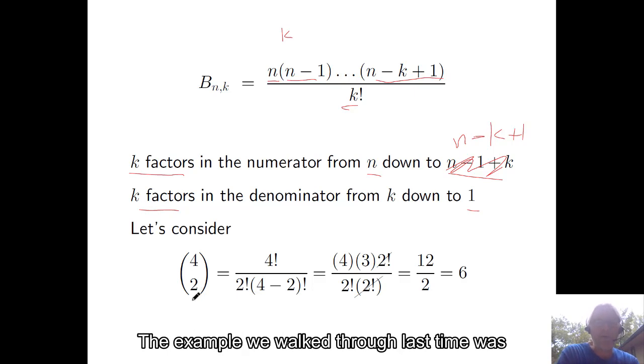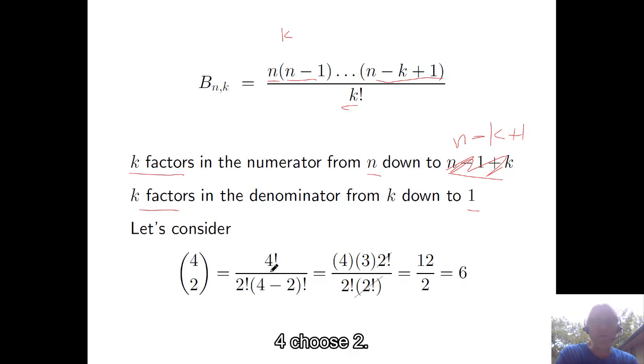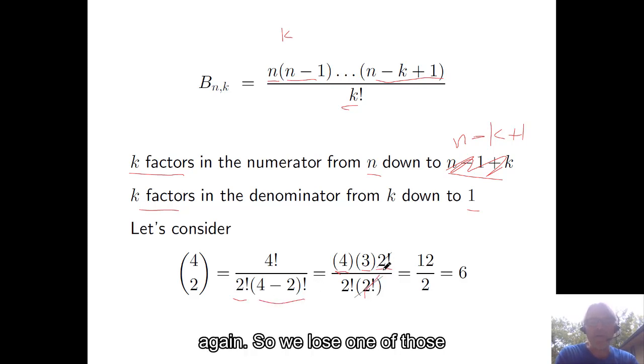So the example we walked through last time was 4 choose 2. 4 factorial expands to 4 times 3 times 2 factorial. And in the denominator, we had 2 factorial times 4 minus 2, which is 2 factorial again. So we lose one of those 2 factorials, and we end up just having to do 4 times 3, which is 12, over 2 factorial, which is 2. And so that gave us our answer 6.